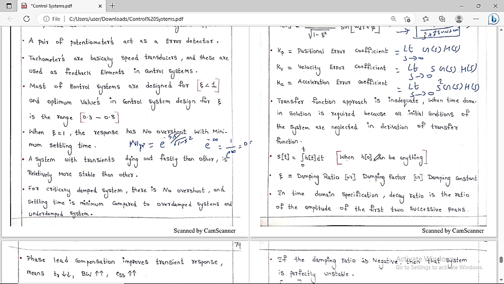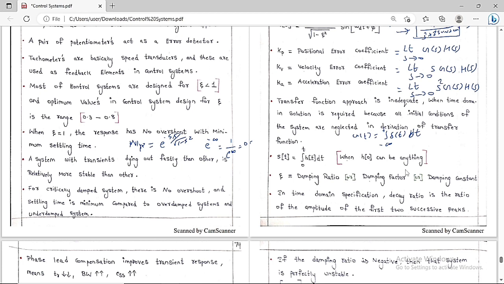So the next point is s of t is equal to the integration from 0 to t of h of t dt, where h of t is called the impulse response and s of t is called the step response, and h of 0 can be anything. If you see clearly, I've already told you the step signal is the integration of the impulse signal. So the response is also going to follow the same thing.